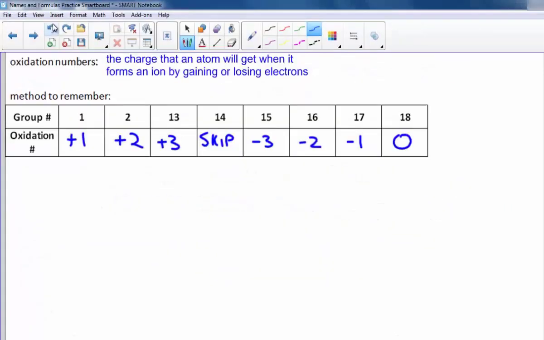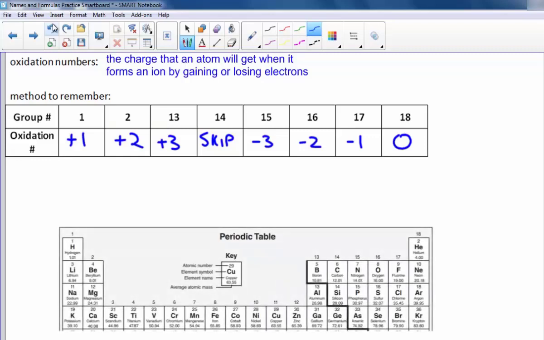Now you can just memorize this table on its own, but there's a little saying that you can memorize, and it kind of has a rhythm to it that'll help you when you get a blank periodic table like this one, and you need to write down the oxidation numbers just to be able to do these problems. It goes like this: +1, +2, +3, skip, -3, -2, -1, zip.